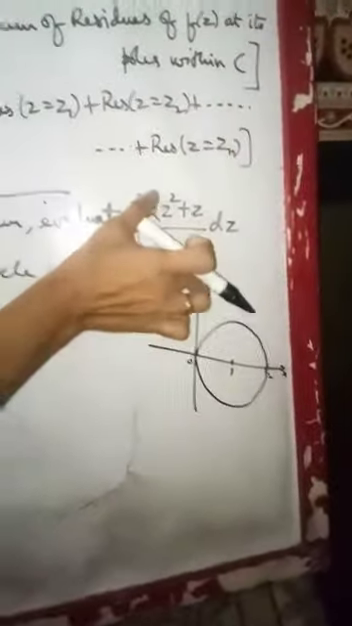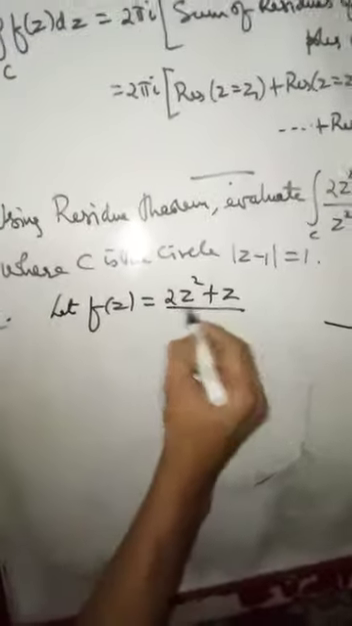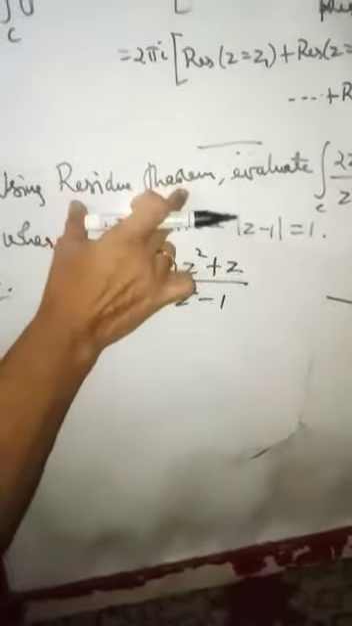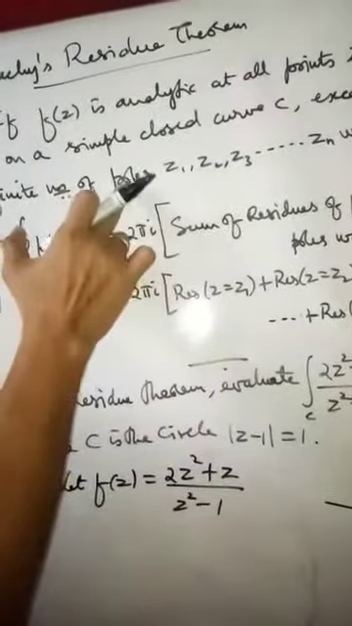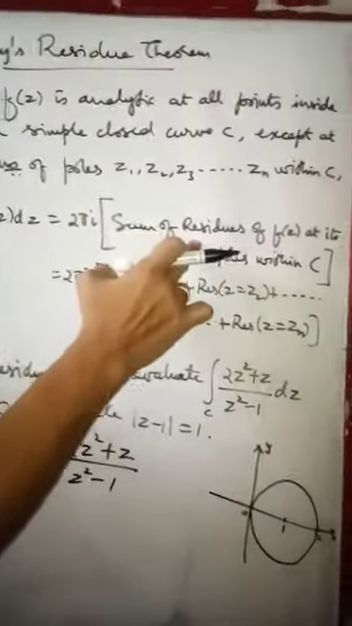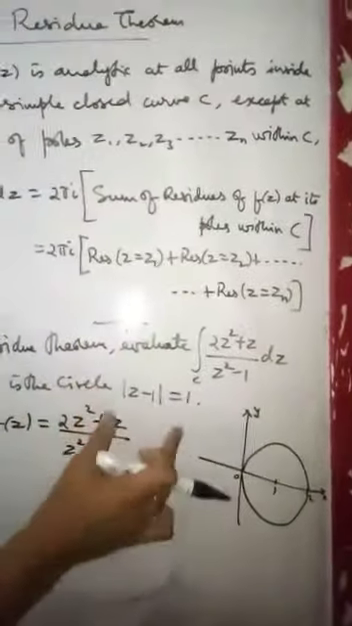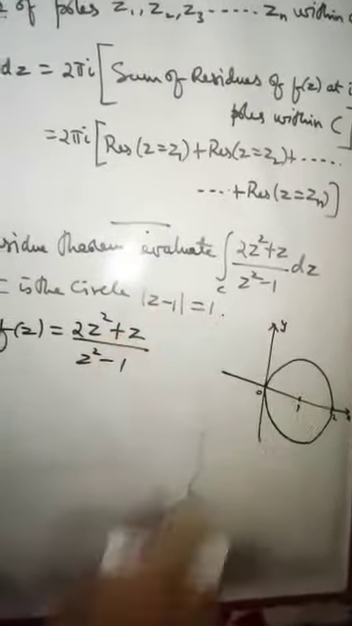Now take that inner function, in the integrand function, you take that function as f of z. Let f of z equal to (2z square plus z) by (z square minus 1). So we are going to use Cauchy residue theorem. That means what? From the given function, you have to find out the poles, then find the residue of that, then add all the residues. Okay. Then add all the residues which lies inside the given circle. You have to take the poles which lies inside the given circle.